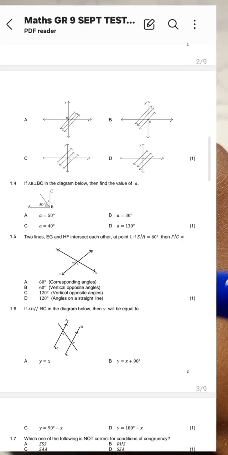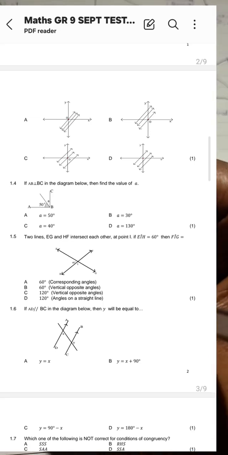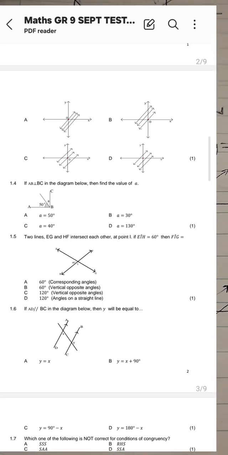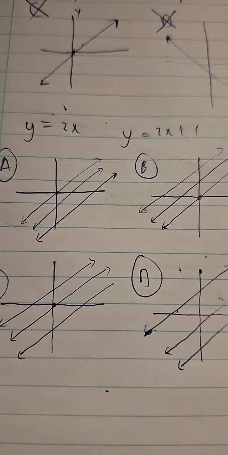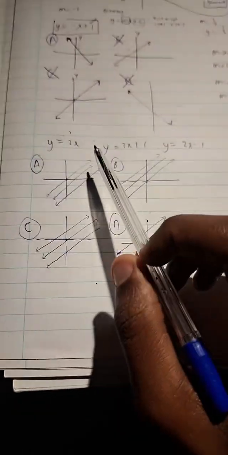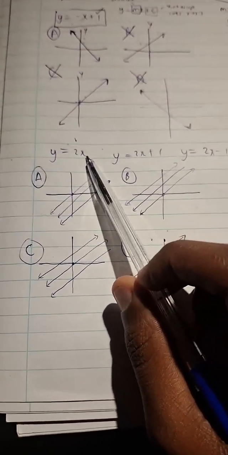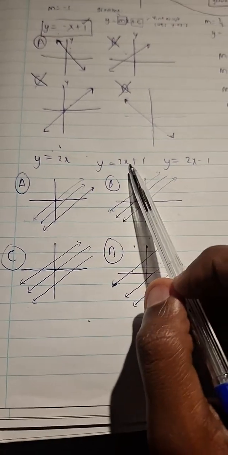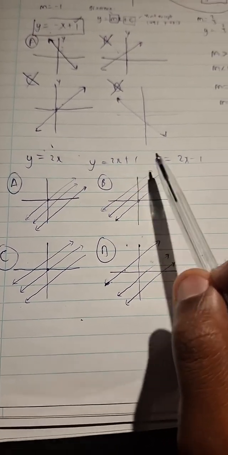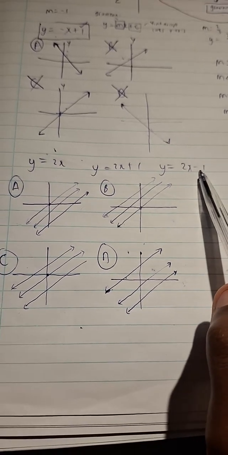But now we need to check additional things from the actual graphs. Let's go and check those additional things from the graphs very quickly. So I'm going to remove these graphs, and there you can see it, guys. So we have y is equal to 2x, y is equal to 2x plus 1, and then y is equal to 2x minus 1.